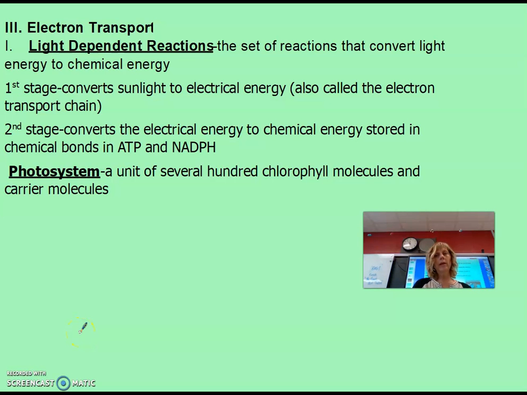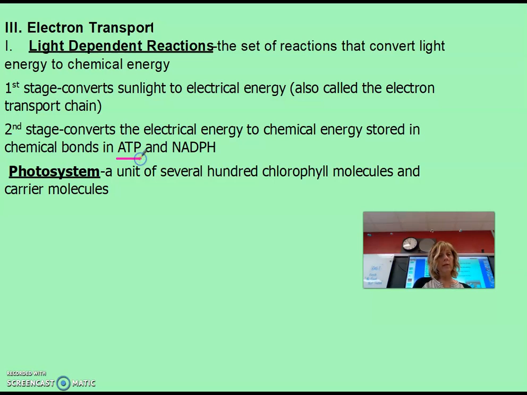So in those light-dependent reactions, there's an electron transport chain, kind of similar to what we talked about in cellular respiration, only this time this electron transport chain kind of happens in the beginning. So this is a set of reactions that convert light energy to chemical energy. The first stage converts sunlight into electrical energy. This is the electron transport chain. The second stage converts electrical energy into chemical energy.